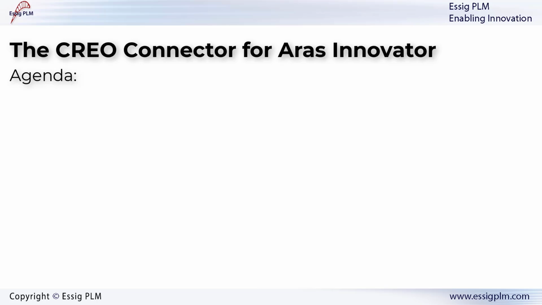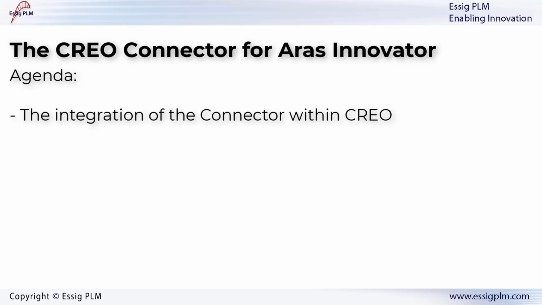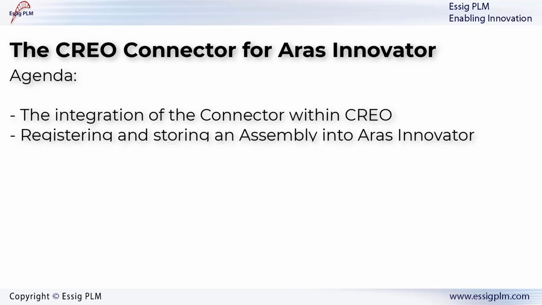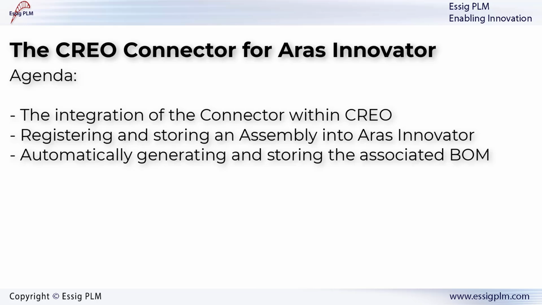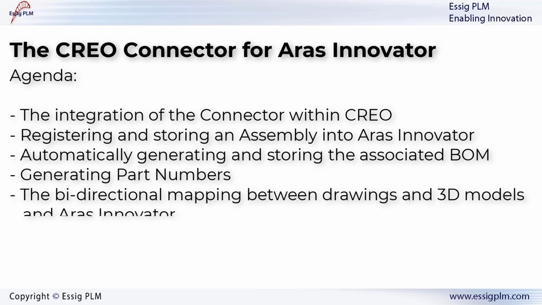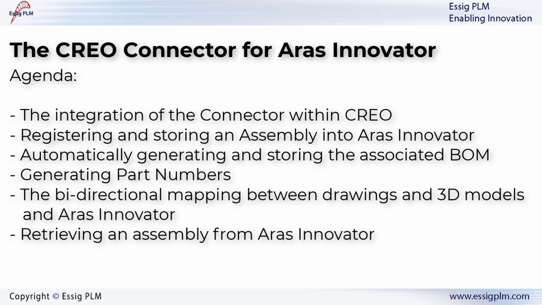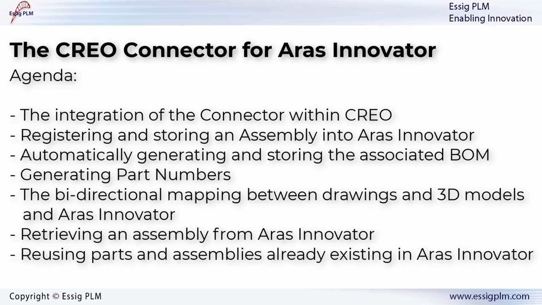Today's video will cover the following topics: the integration of the connector within Creo, registering and storing an assembly into Aras Innovator, automatically generating and storing the associated BOM, generating part numbers in Aras, the bidirectional mapping between the Creo drawings and 3D model and Aras Innovator, retrieving an assembly from Aras Innovator, reusing parts and assemblies that already exist in Aras Innovator. As we will see in a few moments, thanks to the SAP PLM's Creo connector, all these functionalities are available right from within Creo.